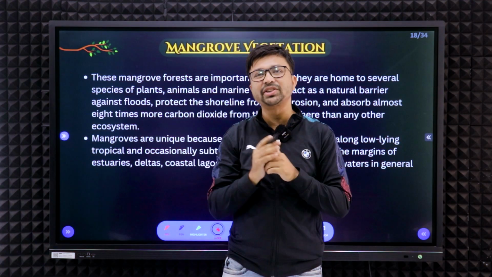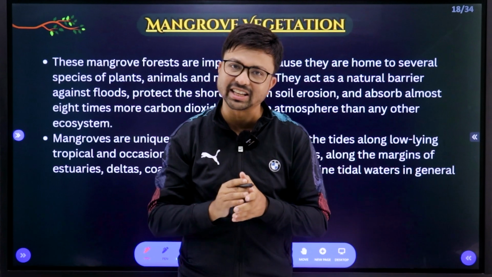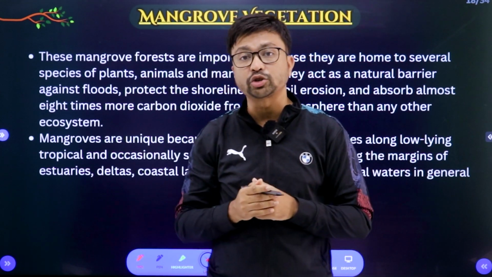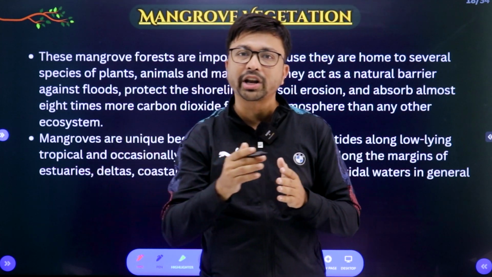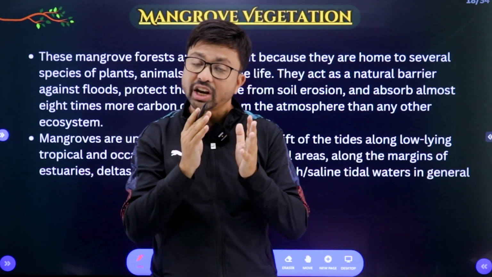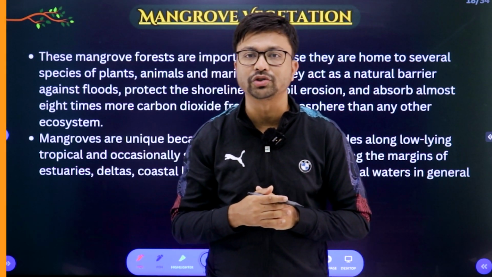This type of vegetation has a huge impact on the environment, especially in the coastal areas. It helps protect us from soil erosion. Even when cyclones enter from the water bodies to the landmass, this vegetation helps protect us from the impact of cyclones.